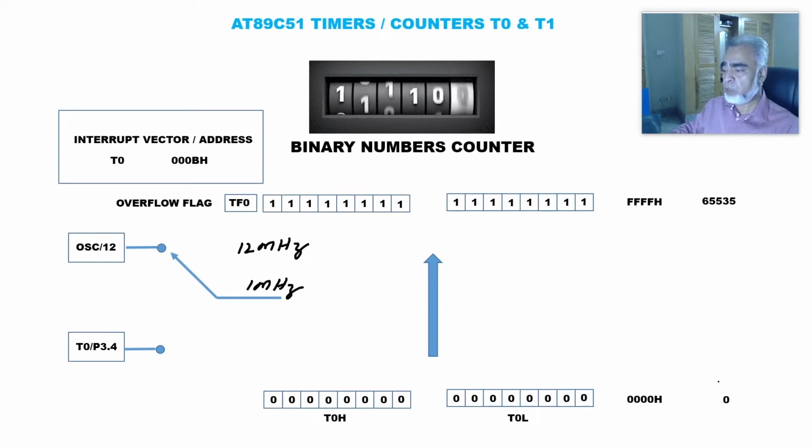If we load the timer 0 with the value 0, and if the timer 0 is allowed to increment with the frequency of 1 MHz, then it will take 65535 microseconds to reach its maximum value. It means that if the timer 0 is loaded with the value 0000H and increments with a frequency of 1 MHz, after every 1 microsecond the value of the counter will be incremented by 1. So it will take 65535 microseconds to reach its maximum value. It means 65.535 milliseconds.